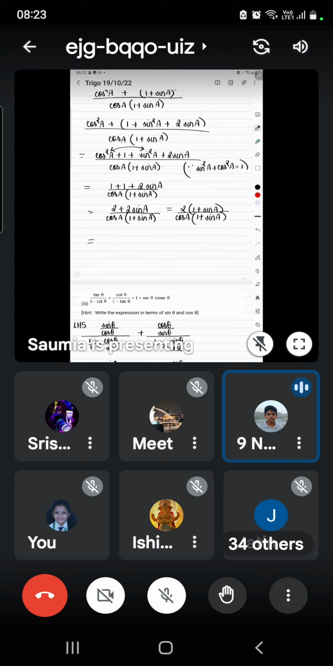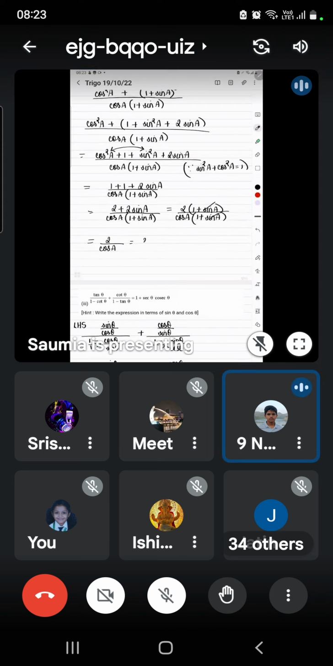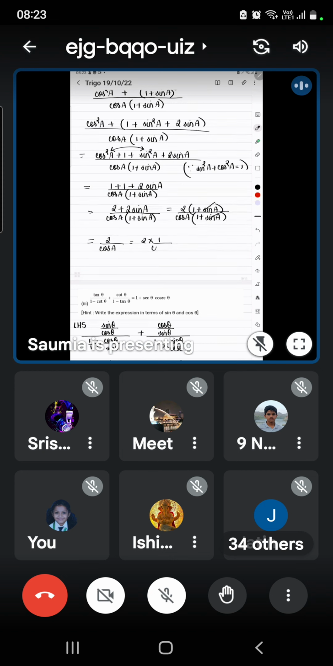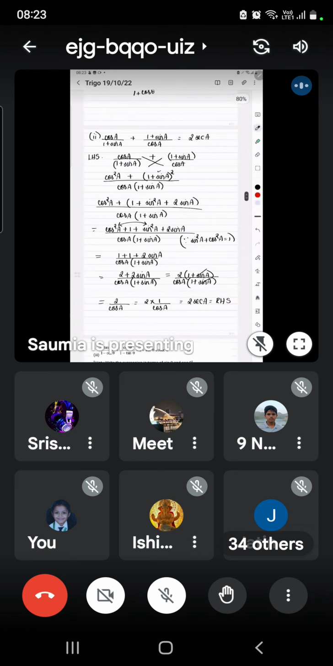Cancel 1 plus sin A. Yes, we can cancel these two and I'll get only 2 by 2 cos A, which I can write as sec A, since 1 by cos A is sec A. So I got my RHS. Clear? Go through the steps.